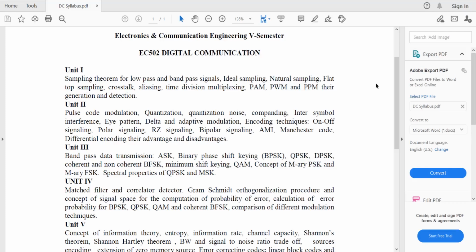Then we have PAM, which is pulse amplitude modulation, pulse width modulation, and pulse position modulation. Their generation and detection we will be studying, and we'll also be studying the relation between PWM and PPM, which are very closely related to each other. Then we'll also study the importance of PWM. We use PWM modulation in motors for controlling the speed of the motors. So we'll see how we do that and all those things.